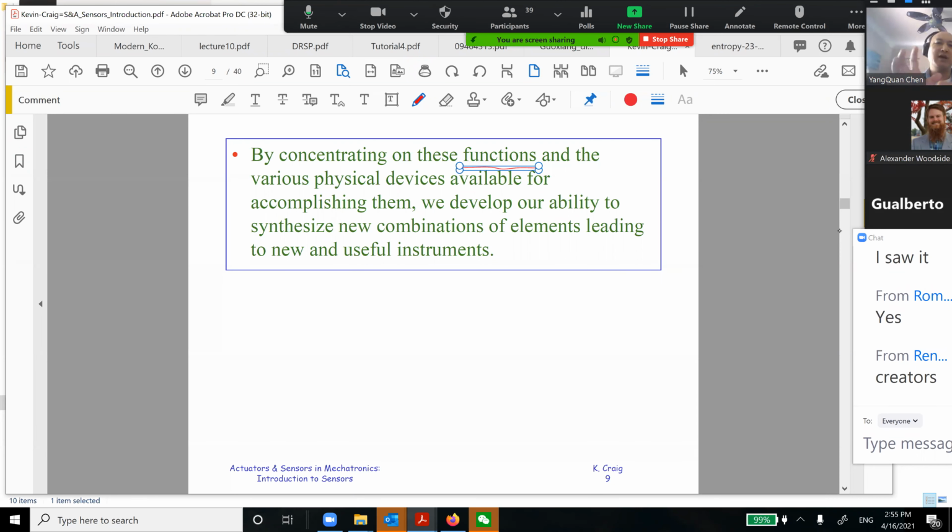Then we decompose the whole big instrument into different parts. If we know the different parts, then it's possible we can synthesize, building a new combo of different elements. Then you have different types of new and useful instruments.